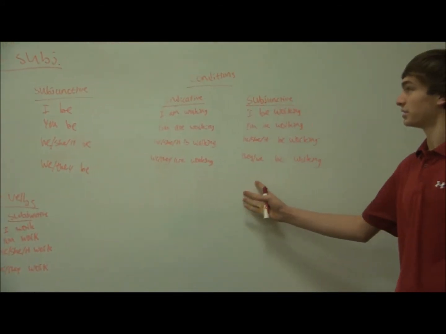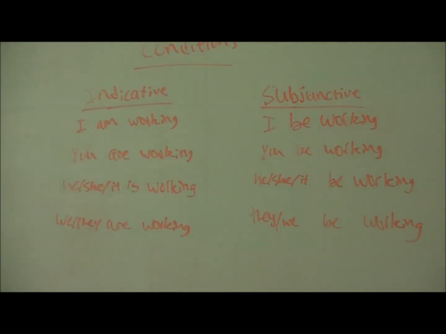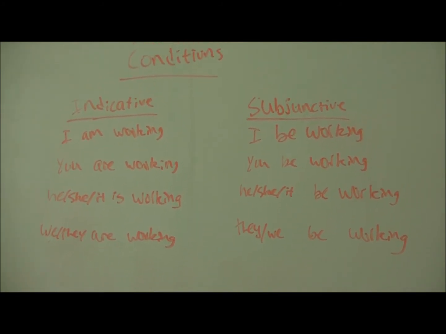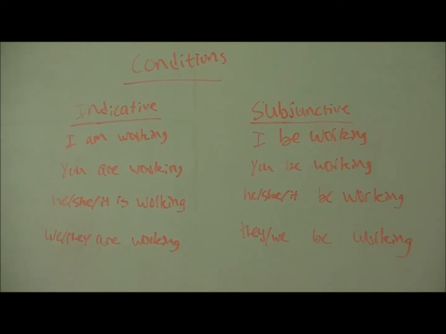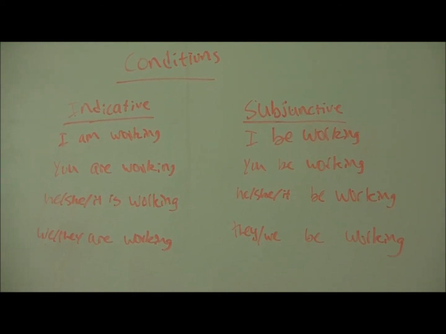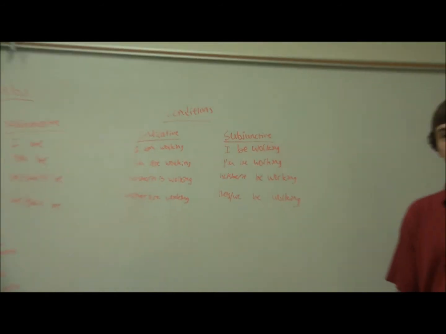And now some conditions in the present subjunctive. In the indicative, it is I am working, you are working, he, she, or it is working, we or they are working. And in the subjunctive, it changes to be, so that I be working, you be working, he, she, or it be working, and they or we be working.